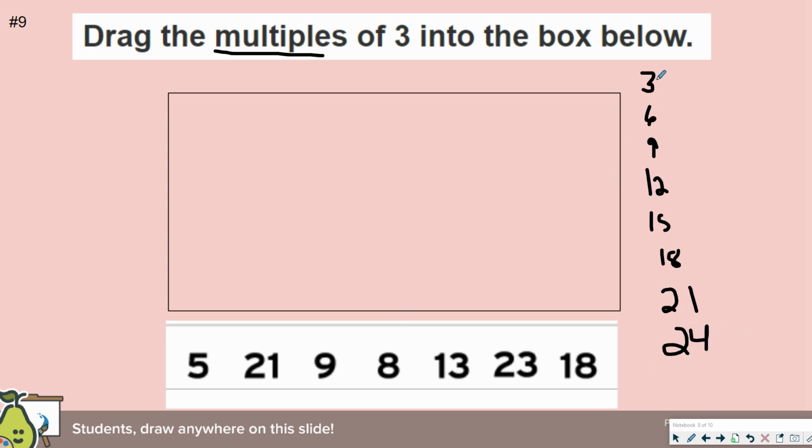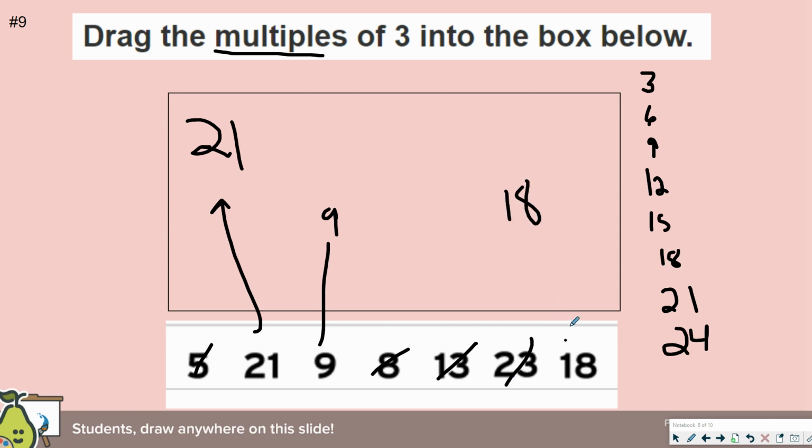So now what I'm going to do is compare this list to here. Do I see a 5? Nope. So I would not drag that one up. Do I see a 21? Yep. So I would drag this 21 up into the box. Do I see a 9? Yes. So I would drag the 9 up into the box. Do I see an 8? Nope. Do I see a 13? Nope. Do I see a 23? Nope. What about an 18? Yep, there's 18. So I would drag that one up as well.